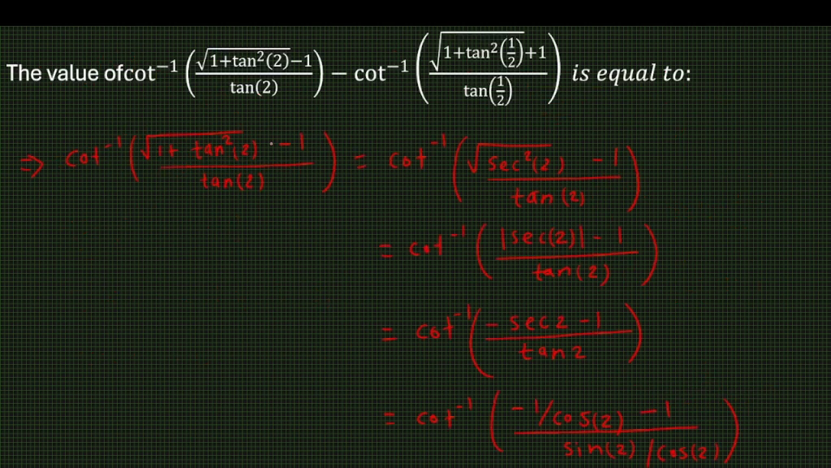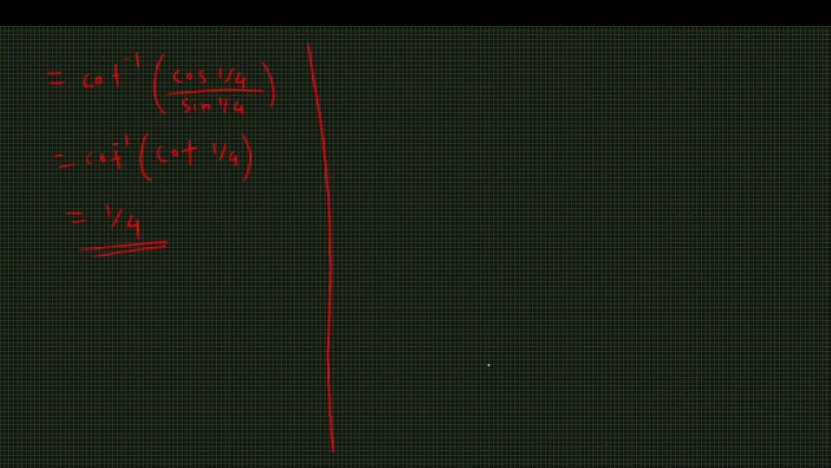Here also cos 1 by 4 and cos 1 by 4 will get cancelled. So remaining term is cot inverse cos 1 by 4 by sin 1 by 4, which is cot 1 by 4. Cos by sin is cot 1 by 4, and cot inverse cot get cancelled. So last final answer is 1 by 4.